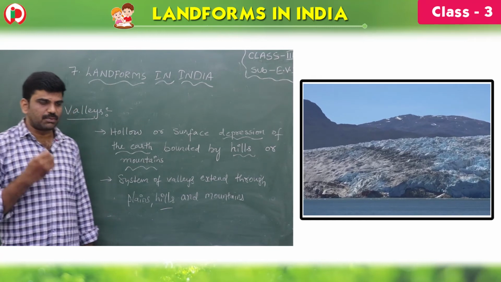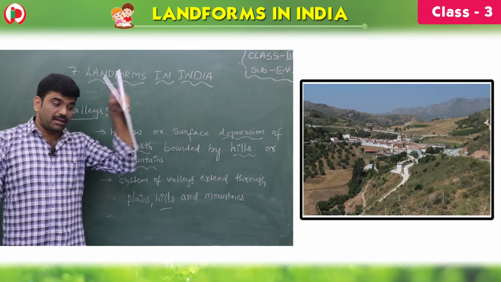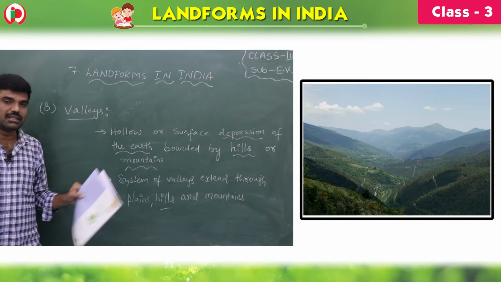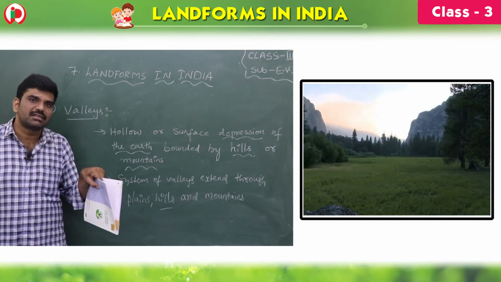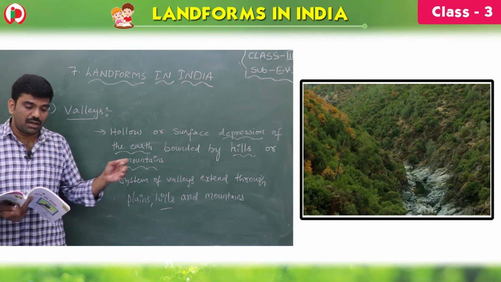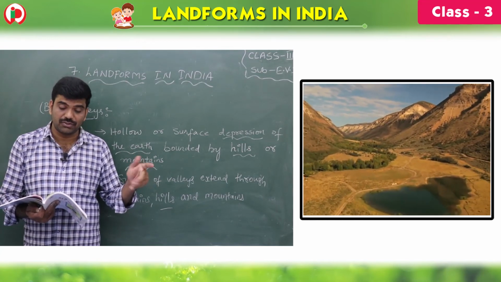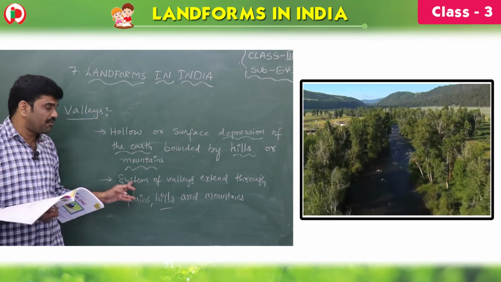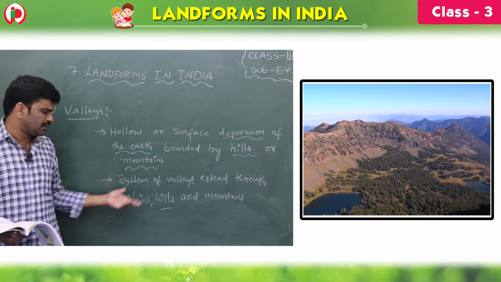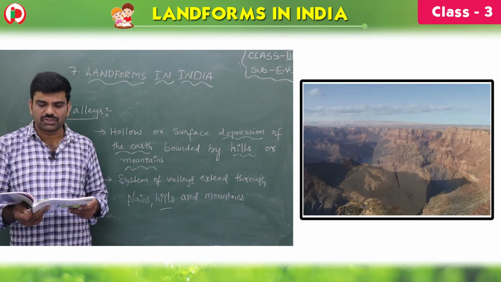So once again I repeat, these valleys are the depressions, whereas mountains are the peaks, and this slopes down, and this is a hollow or surface depression of the earth bounded by hills or mountains. It slopes down to a stream, lake or the ocean, formed by water or ice due to erosion. These valleys extend through plains, hills and mountains.